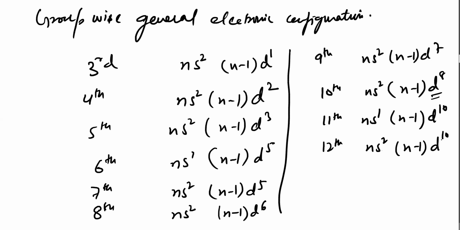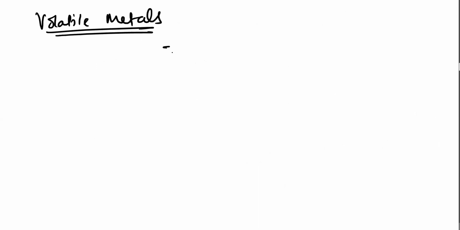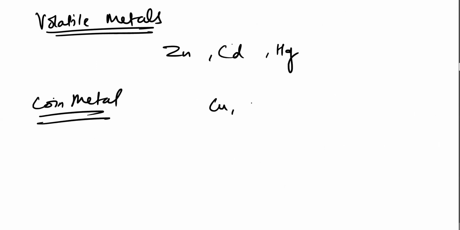Now talking about the volatile metals. When I talk about the volatile metals, we have zinc, cadmium, mercury. Zinc, cadmium, and mercury are considered to be volatile metals. Coinage metals are copper, silver, gold. They are all d block elements.